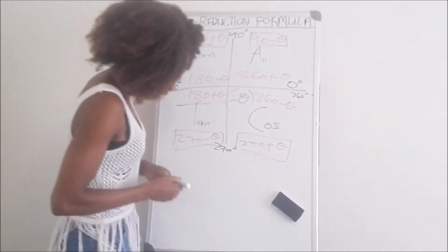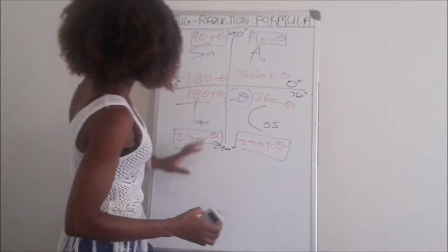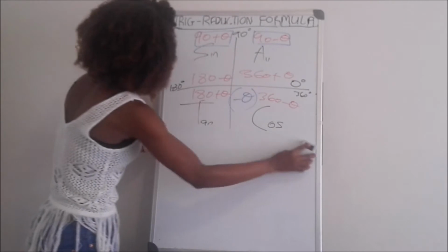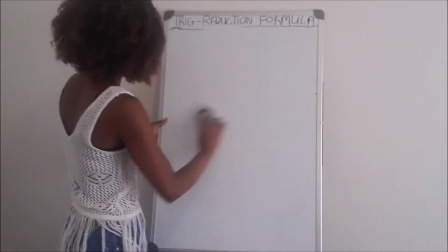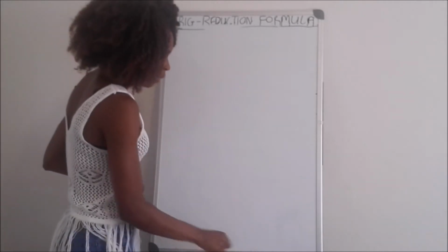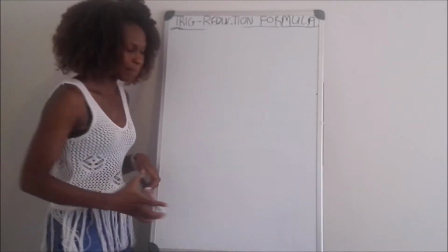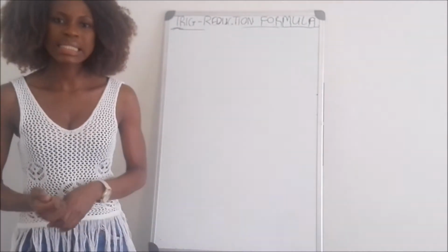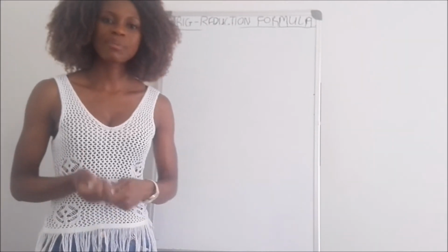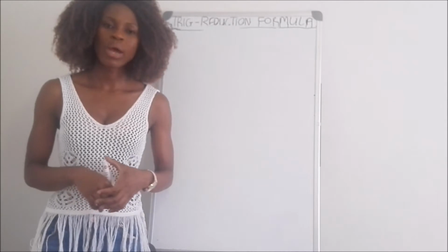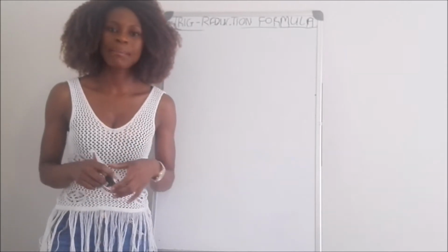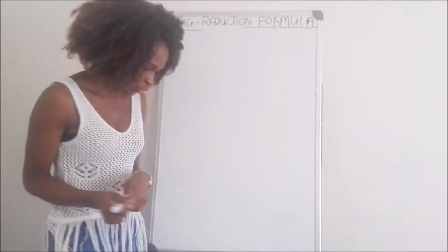Alright, let's do an example and see how we can apply this. I hope you still remember the lessons that we have already done before on trigonometric identities and trigonometric special angles, because those are the things that we will still be using when we are dealing with trigonometry.